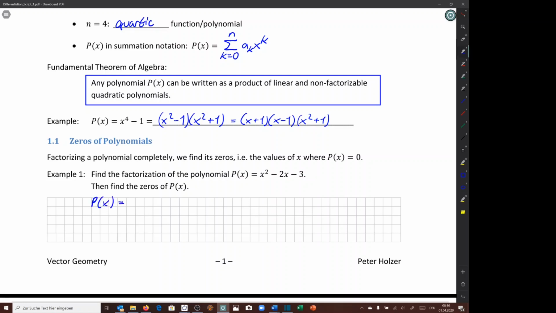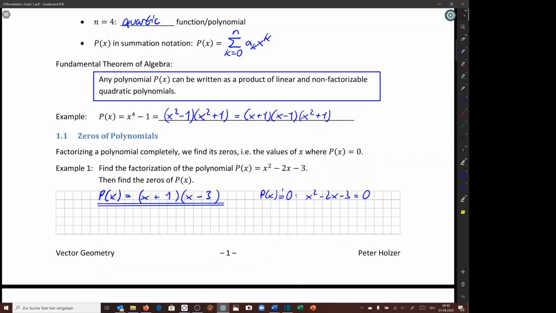We can factorize it by using the Klammeransatz. So we have the two brackets. We know there must be an x and an x. The one is plus, one is minus. The product has to be 3. So there's only one possibility, 3 and 1. And then it has to sum up to minus 2. So it has to be x plus 1 times x minus 3.